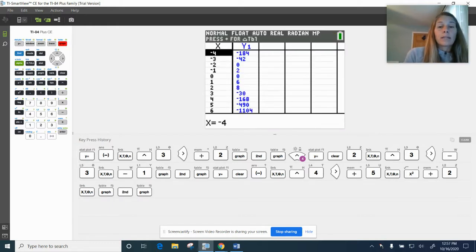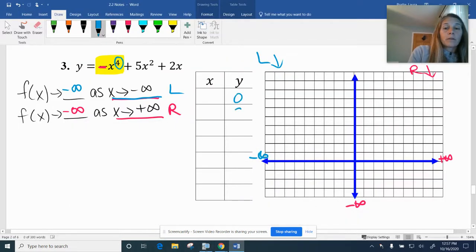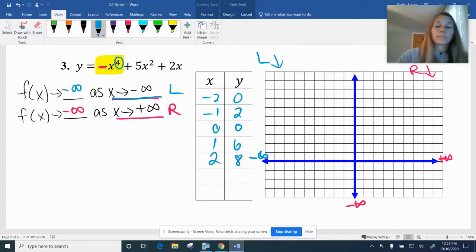Get some points on my table: 0, 2, 0, 6, 8. And of course, that's just for the negative 2, negative 1, 0, 1, and 2 again. So negative 2 and 0, negative 1 and 2, 0 and 0, 1 and 6, 2 and 8. And just make sure that your end behavior kind of matches up to what you expect.